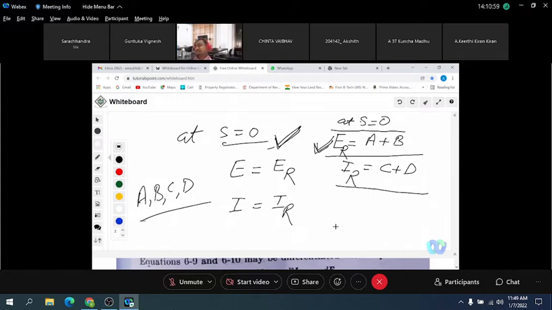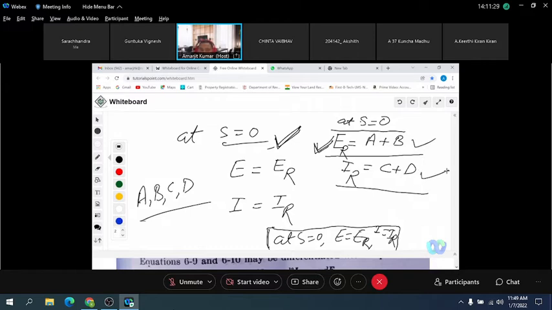Sir, can you please go back to the previous page? Yes, good. Basically, the same boundary condition S is equal to 0 will give you 2 more equations. At S is equal to 0, E is equal to ER, and I is equal to IR. This will give you 2 more equations. You will ask how. So go to the previous equation. These 2 equations you remember. 2 more equations we need. See, same boundary condition we will use.